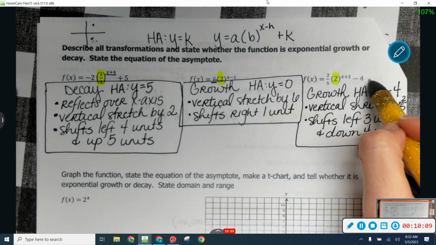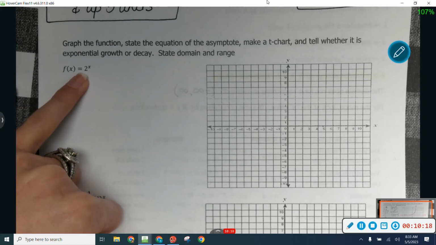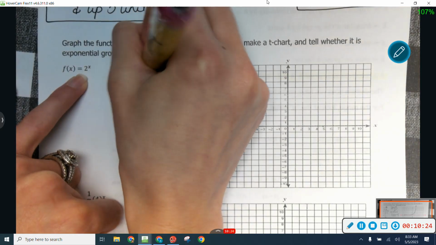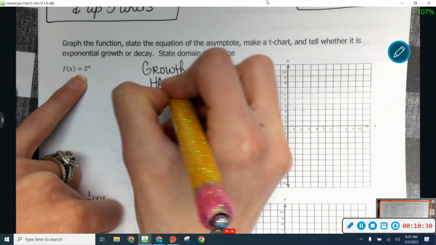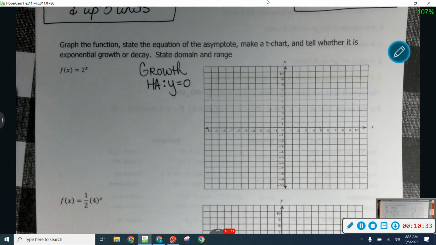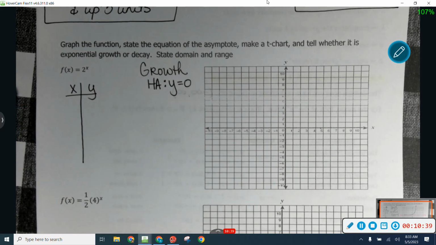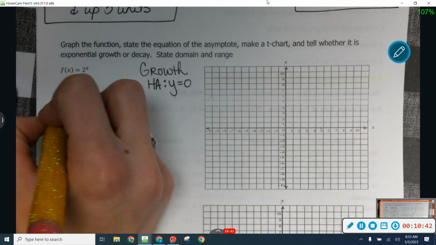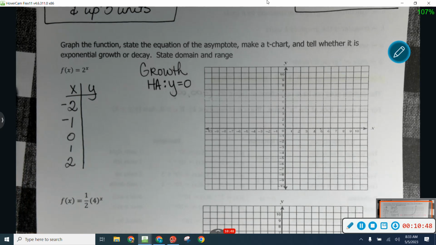So when we're graphing, we're going to do all that, but we're going to do our tables also. So if I have f of x equals 2 to the x power, is that a growth or a decay? It's a growth. What's my horizontal asymptote? Y equals 0, because there's nothing added or subtracted. This is a parent function. There's no transformations. So when I build my table, I'm going to do -2, -1, 0, 1, and 2 for my x values. I want to span a decent amount to include negatives and positives for my x's.